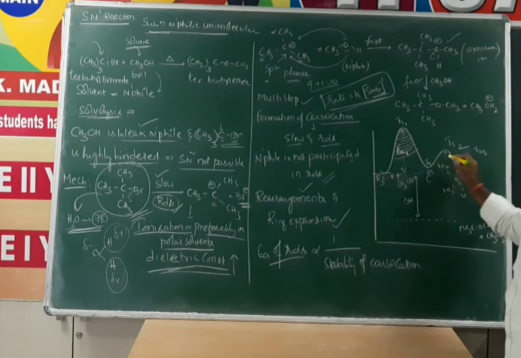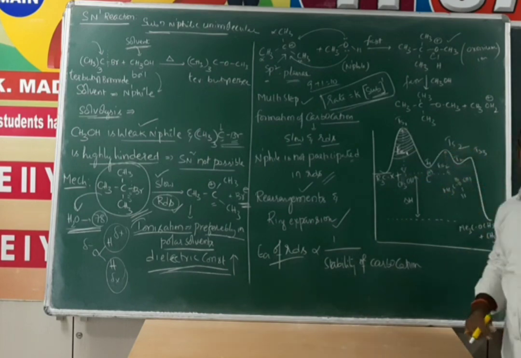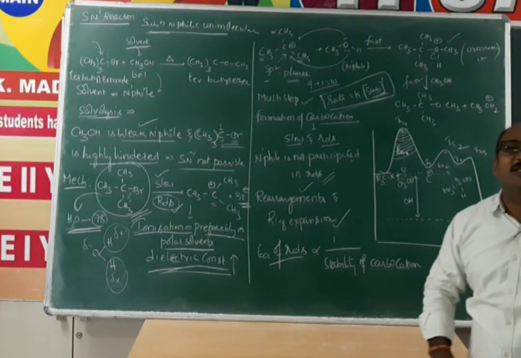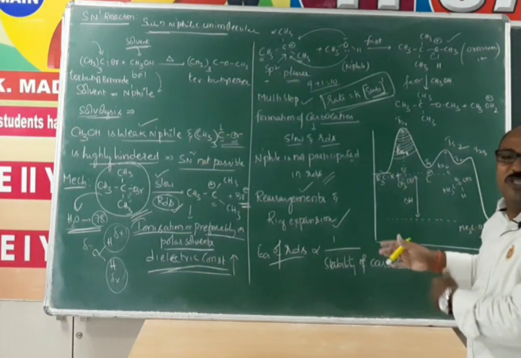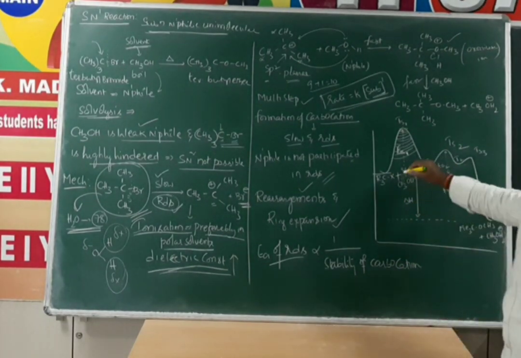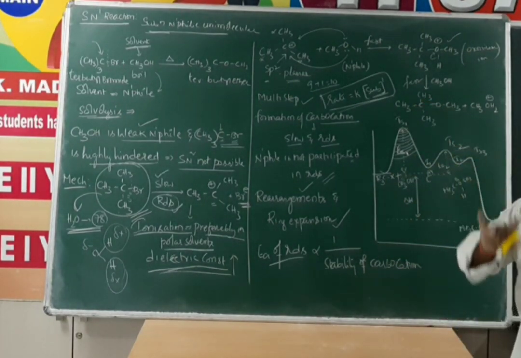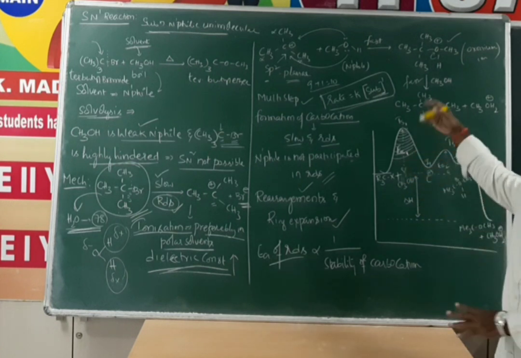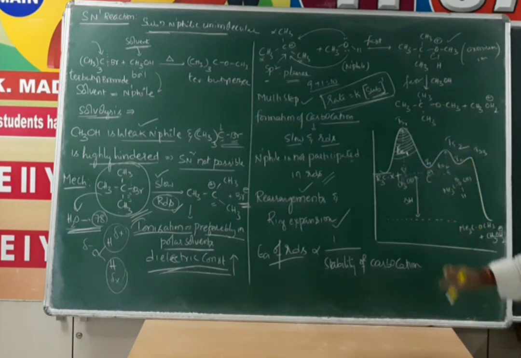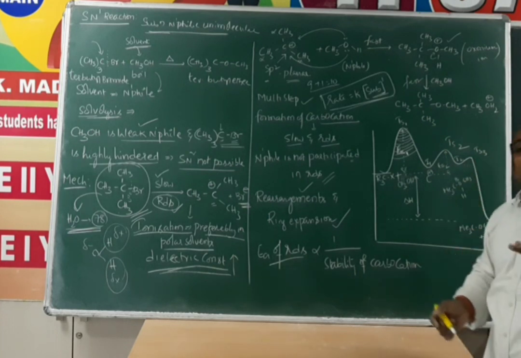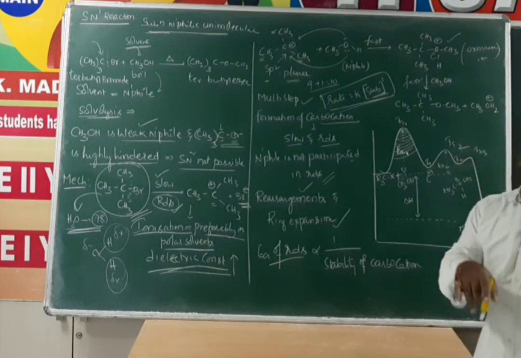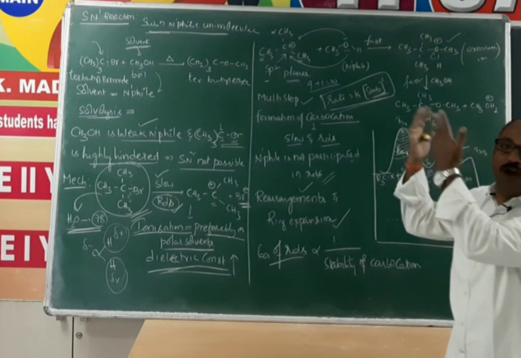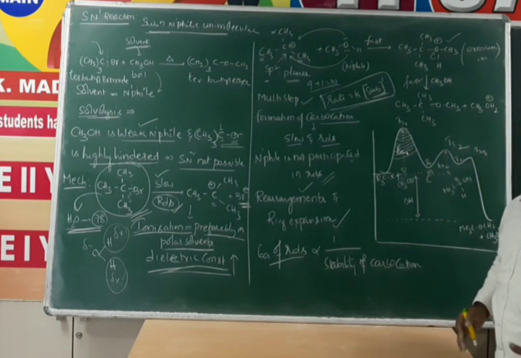If you observe, it is very clear that the second step activation energy is less. Second step activation energy is less means what? The reaction proceeds faster. The more the activation energy, the less the rate. The more the activation energy, the less the rate. The more the activation energy, the less the stability of the carbocation. You have to select that.